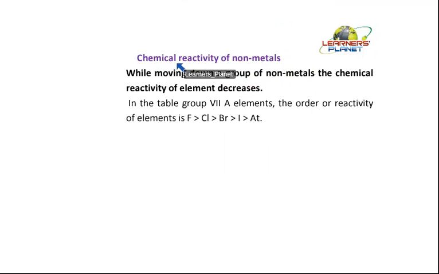Now what about the chemical reactivity of non-metals? How do these non-metals react, students? Non-metals react by forming a negative ion. So this is forming what? This is forming the F minus ion. Likewise, iodine is also accepting an electron and is forming the I minus ion.